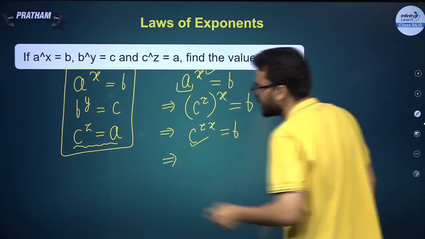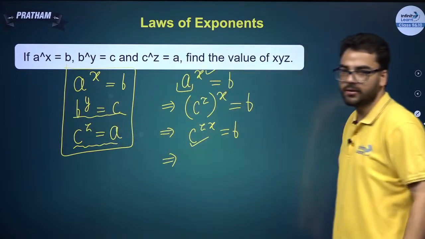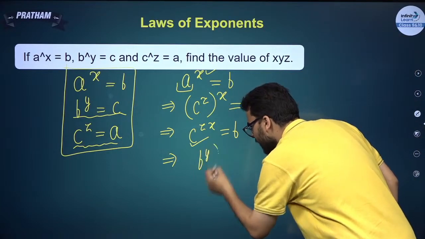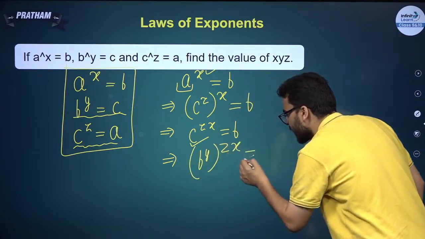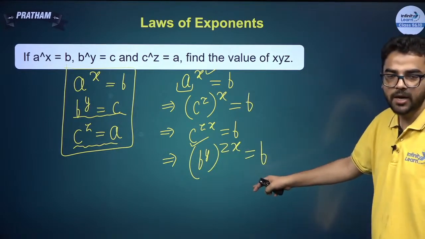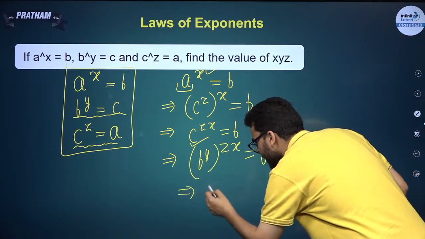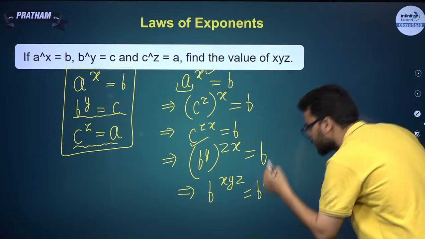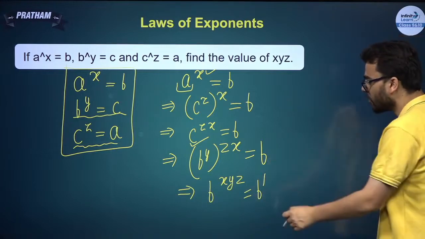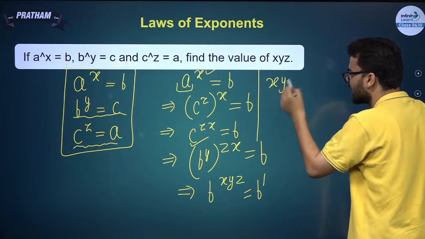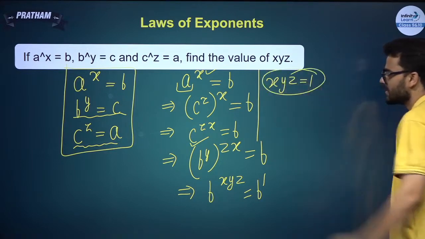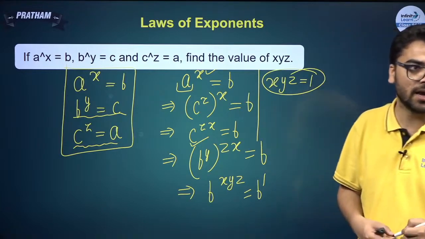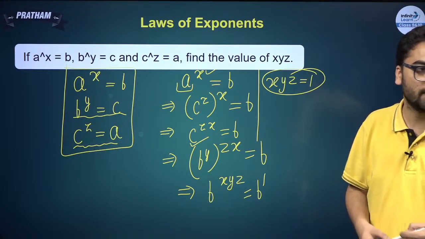Now in place of c, can I put b raised to the power y? In place of c, we can write b raised to the power y. So it is b raised to the power y, the whole raised to the power zx, that is equal to b. Again, power of power, it will get multiplied. So it is b raised to the power xyz, and that is nothing but b raised to the power 1. So from here, xyz is nothing but equal to 1 only. This is the answer. Any doubt in this question, guys? Is it clear to everybody in this session?